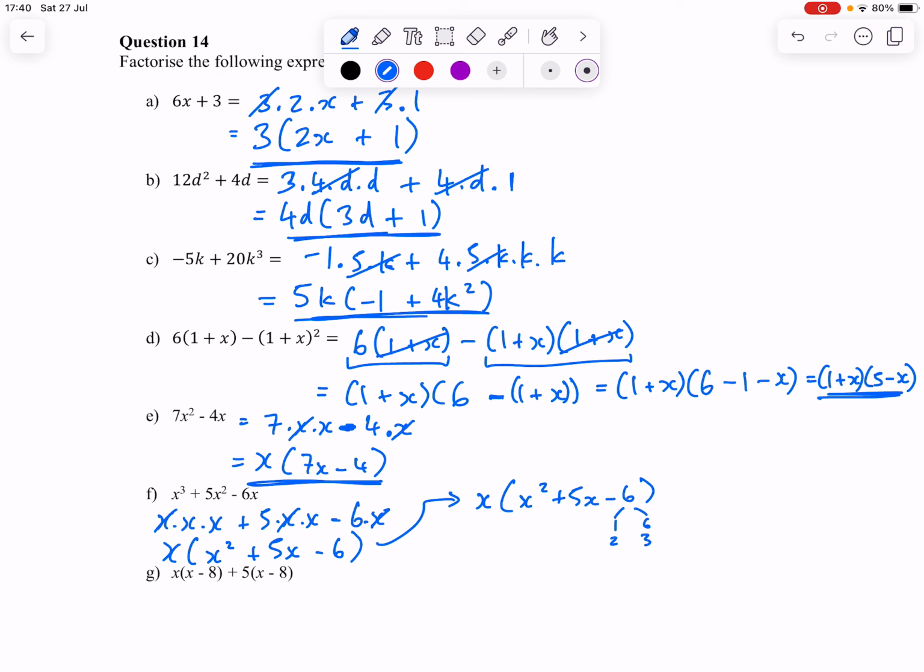Now, I need a combination of positive and negative that's going to times to get negative 6, but add to get 5x. The only way I'm going to get positive 5x is to add 2 and add 3, so they'd both be positive. So the only way I can do this is negative 1, positive 6. Why? Because negative 1 times 6 is negative 6, but negative 1 plus 6 is 5x. So this factorizes to x take 1, x plus 6.